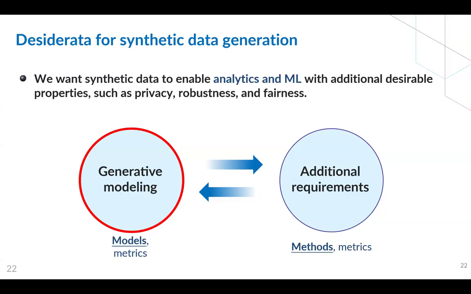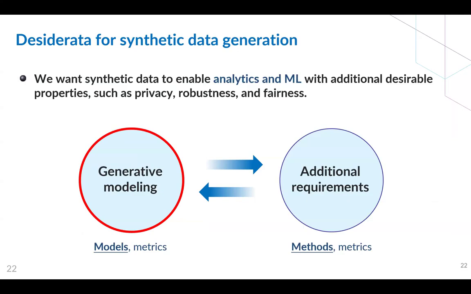So first of all, when it comes to synthetic data generation, there are two main pillars, or desiderata. At the end of the day, we want the synthetic data to enable analytics and machine learning with some additional desirable properties, such as privacy, robustness, and fairness. This means that we want to combine the traditional generative modeling approach with these new requirements, such as privacy. This is because traditionally, generative modeling is all about learning the distribution and preserving the statistical characteristics of the real data. It doesn't make your data more private or more robust or fairer.